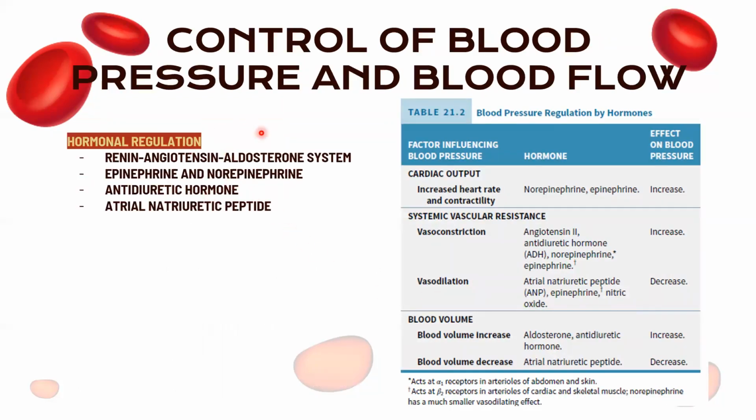Different hormones, again, play a part in the control of blood flow and pressure. The renin-angiotensin-aldosterone system, epinephrine and norepinephrine primarily increase your BP. Antidiuretic hormone, when increased, prevents urination or decreases the formation of urine, eventually increasing BP by increasing the volume in the body. And atrial natriuretic peptide.